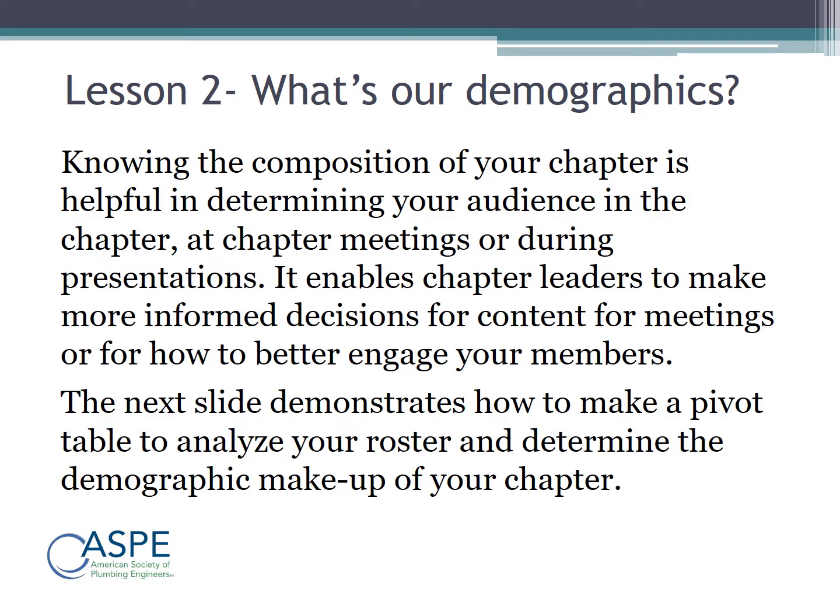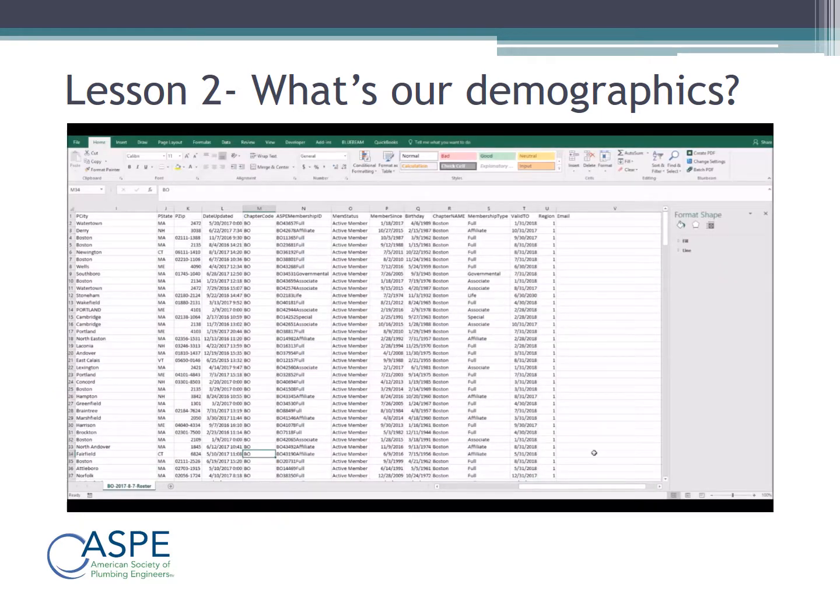Lesson 2. What's our demographics? Knowing the composition of your chapter is helpful in determining your audience in the chapter, at chapter meetings, or during presentations. It enables chapter leaders to make more informed decisions for content for meetings or for how to better engage your members. The next slide demonstrates how to make a pivot table to analyze your roster and determine the demographic makeup of your chapter. In this example, we're going to use the Boston roster to determine their composition.